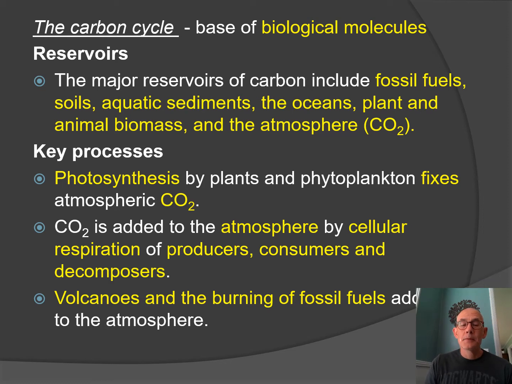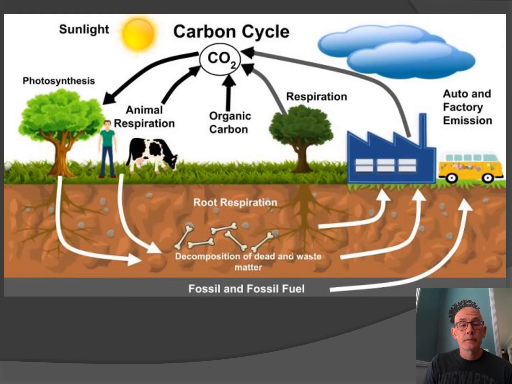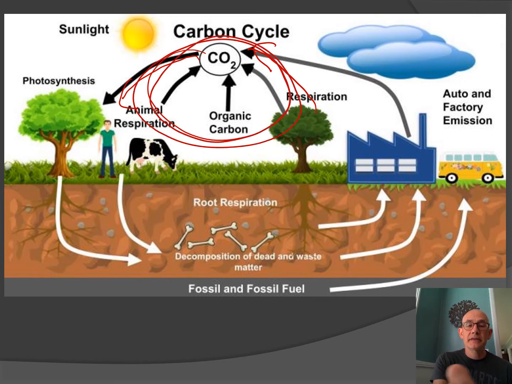One thing to reiterate is that cell respiration is going to occur in producers. That means plants carry out cell respiration as well. And your decomposers, such as your fungi and your bacteria, can carry out that as well. Basic processes, you see the interaction of respiration, giving off CO2, photosynthesis, fixing it. That's your main cycle right there.